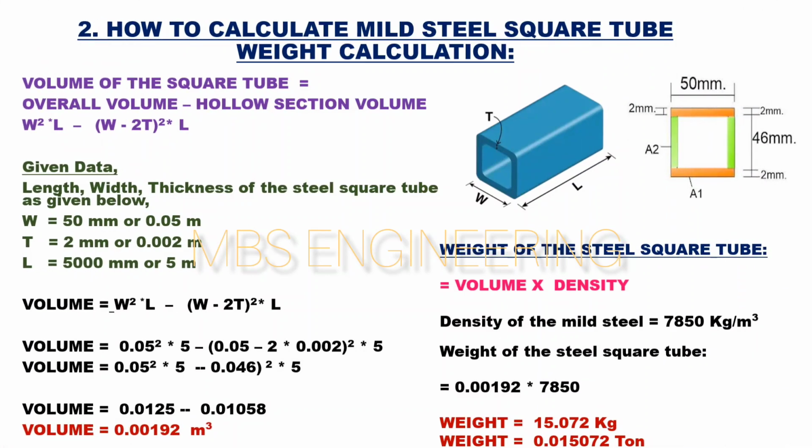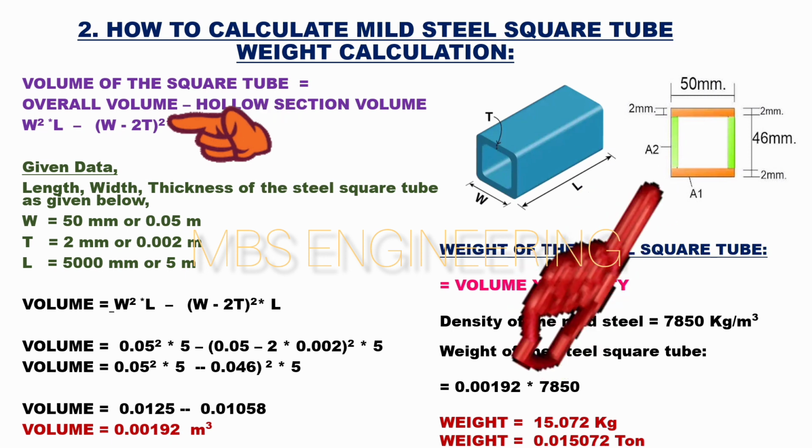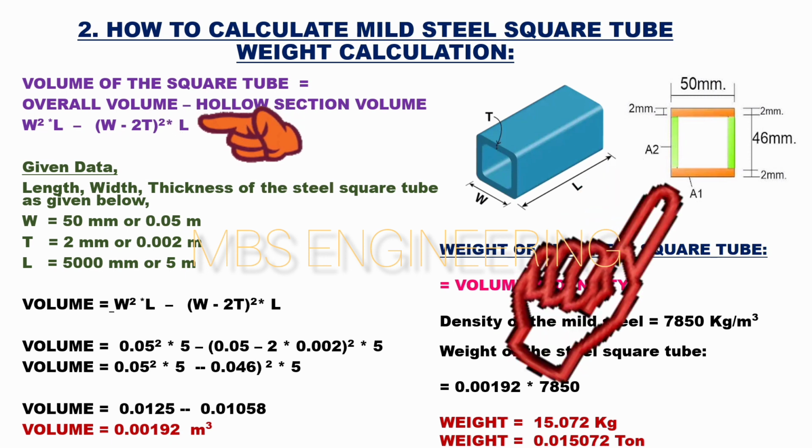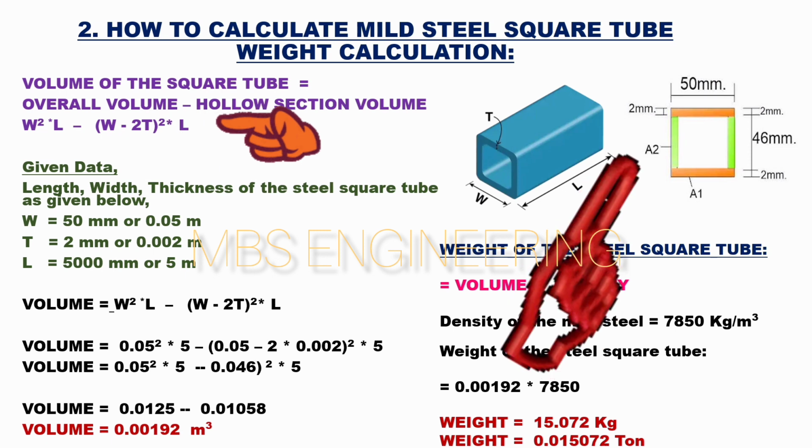Next, we learn about how to calculate the volume and weight of the mild steel square tube. The volume calculation formula for a mild steel square tube is: volume of the mild steel square tube is equal to overall volume of the mild steel square tube minus hollow section volume of the mild steel square tube. The overall volume formula is W square multiplied by L. The hollow section volume formula is W minus 2T whole square multiplied by L. It means W minus 2T gives us the inside width of the hollow section.